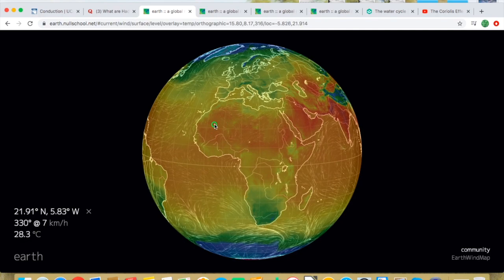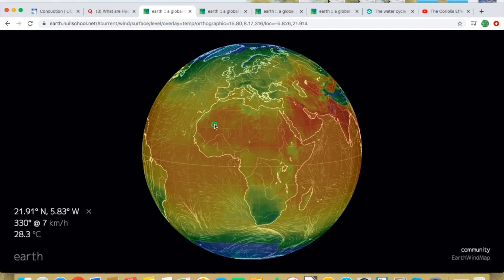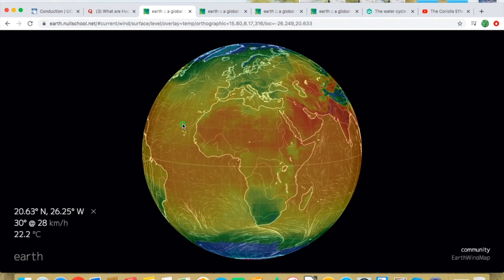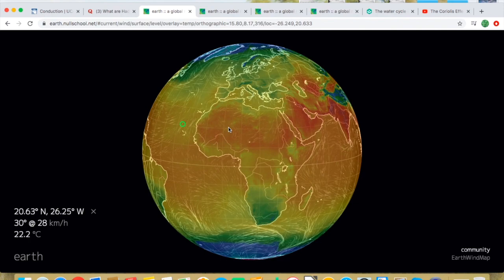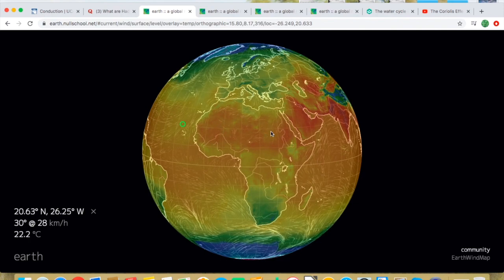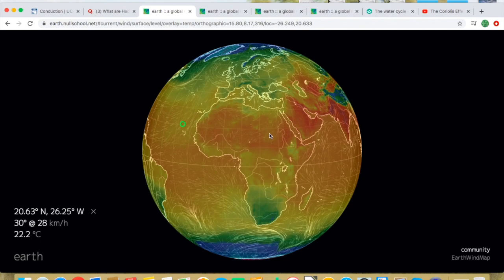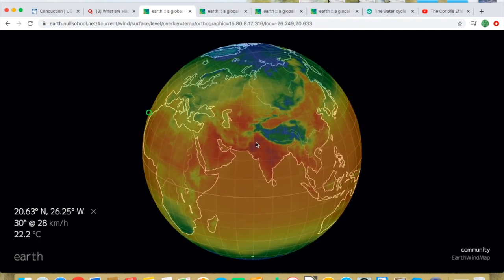Right here, I guess this is Mauritania or something like that, 33 degrees Celsius. The ocean off the coast of it, 22. We'll see these patterns all over the place. Temperatures fluctuate more in the interior of continents. It doesn't mean that the interior of continents is always hotter.